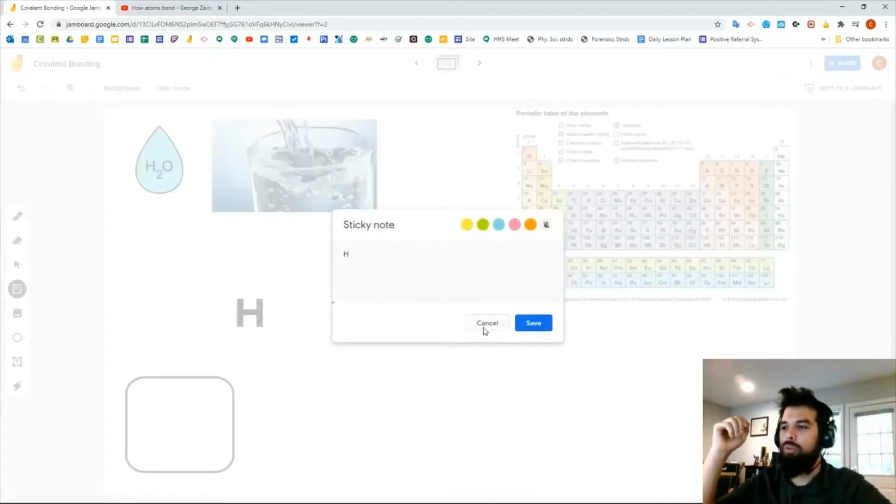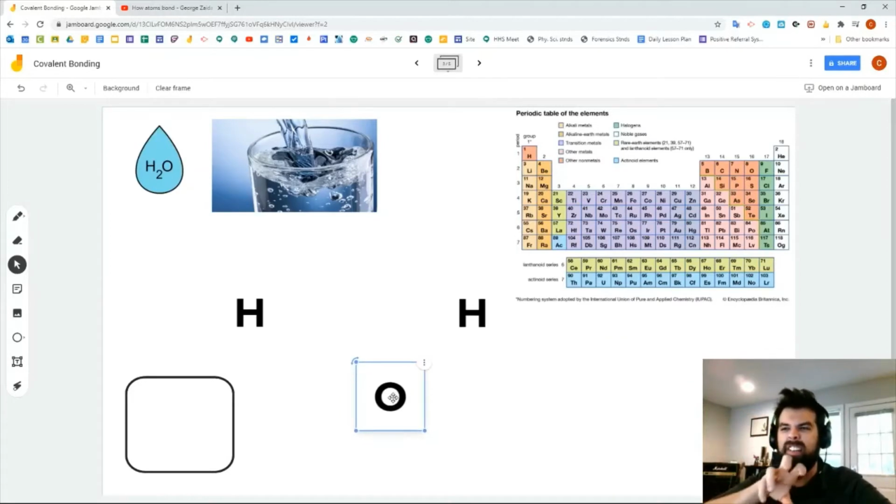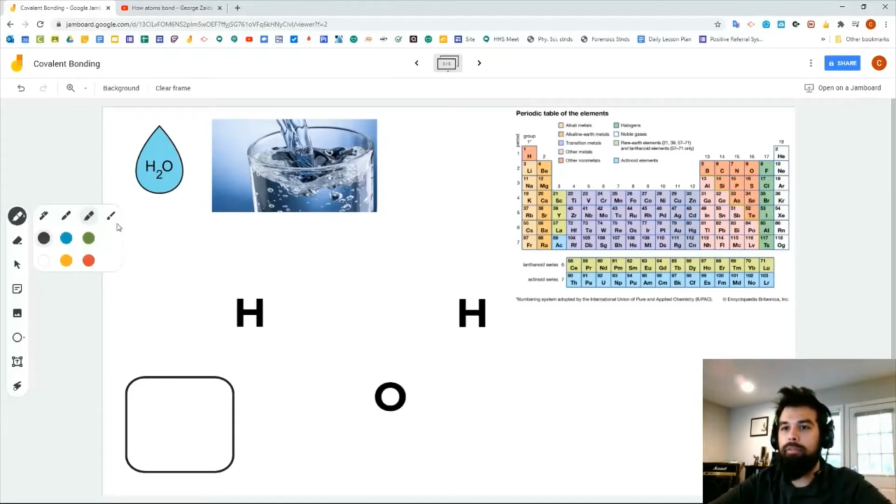And then what I'm going to do is figure out what the atom in the middle is going to be. And it's pretty easy to figure out. It's the one that you have the least amount of. So if I've got 1 oxygen and 2 hydrogens, oxygen's going in the middle. So now I'm just going to draw the dot diagram for oxygen.